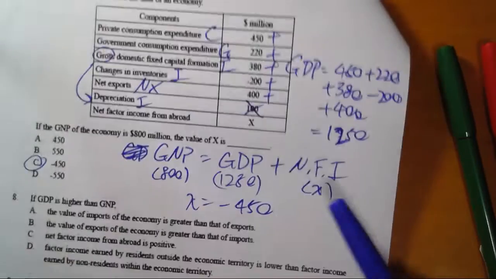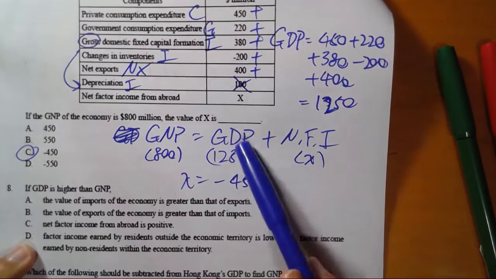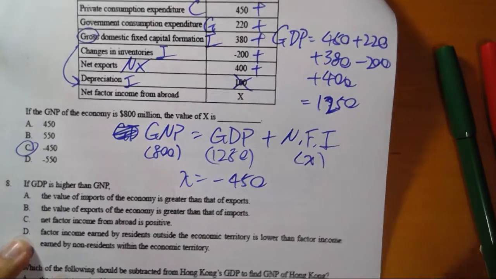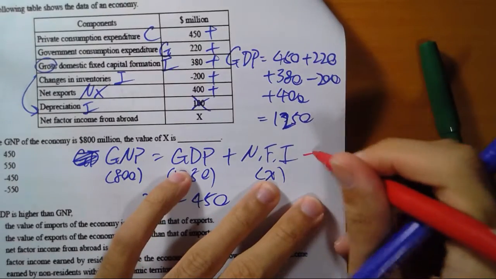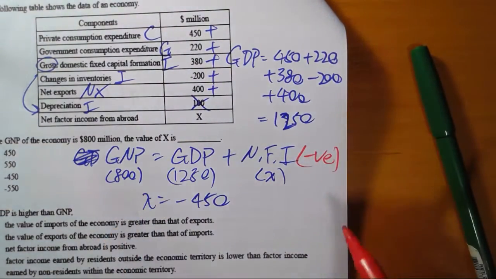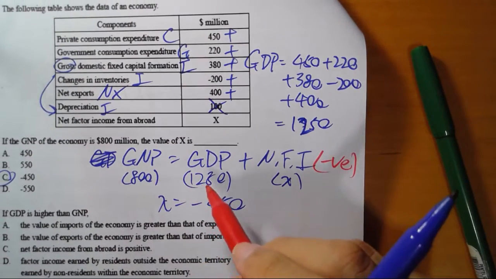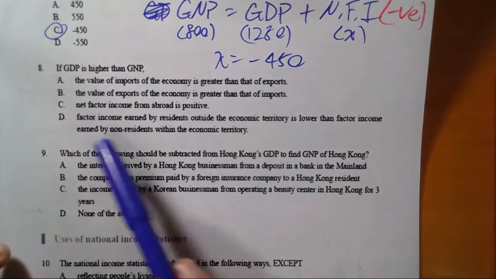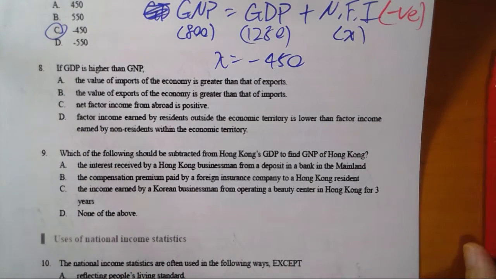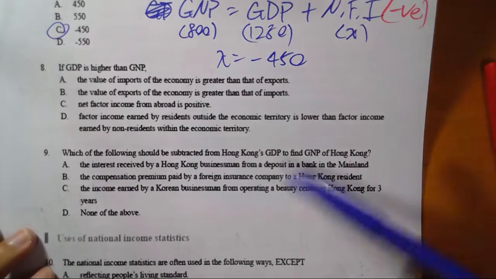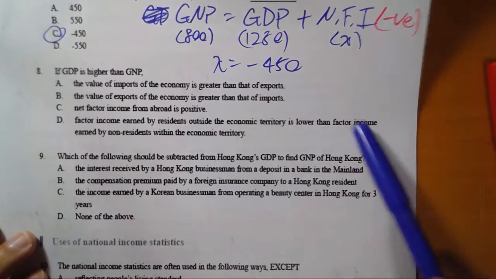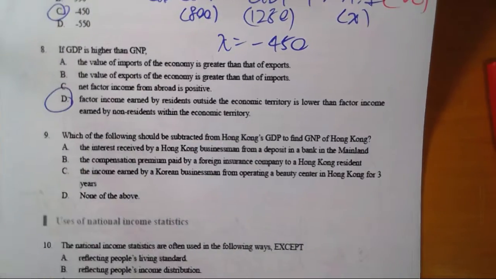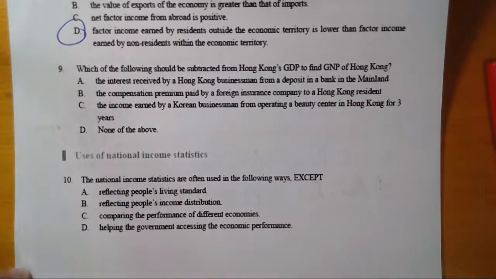GDP is higher than GNP. When will this be higher than GNP? Okay, when this guy is negative. When this guy is negative, then GDP will be higher than GNP. So the answer, let's see. Okay, factor income earned by resident outside is lower than earned by non-resident. Look at it yourself, okay? I won't explain this one, look at it yourself.